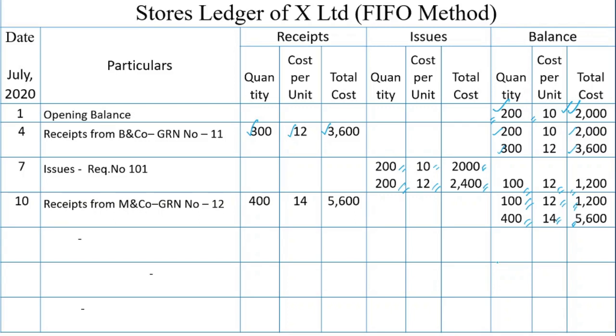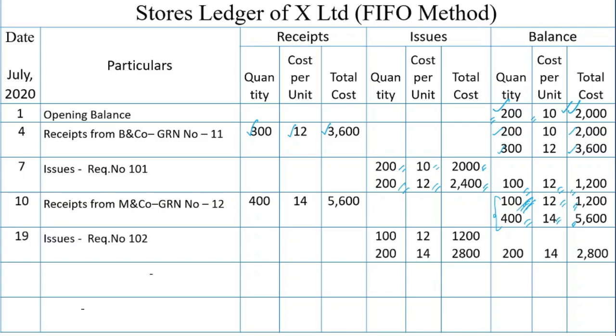If we are going for issue in this condition, what stock is going to be issued? In this condition, when we are going for issue, the first in stock has to be first out. So out of these two stocks, which is the first stock in? This is the first stock in. So this 100 units has to be issued when the issue is going to happen.